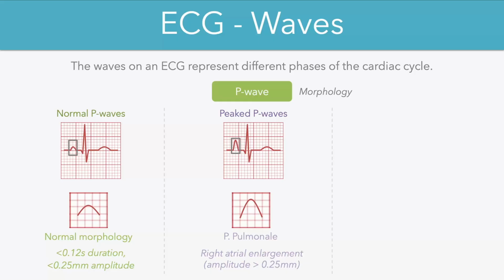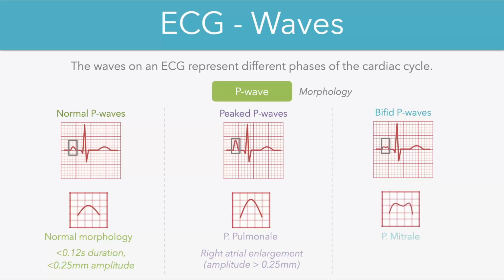A second type of shape abnormality could be bifid P waves, and this is where we have 2 peaks in the P waves rather than just one. This is sometimes referred to as P mitrale, and this occurs in left atrial enlargement. The reason why we see this one is because with left atrial enlargement, it takes longer for the atria to depolarize, which results in a duration greater than 3 small squares.